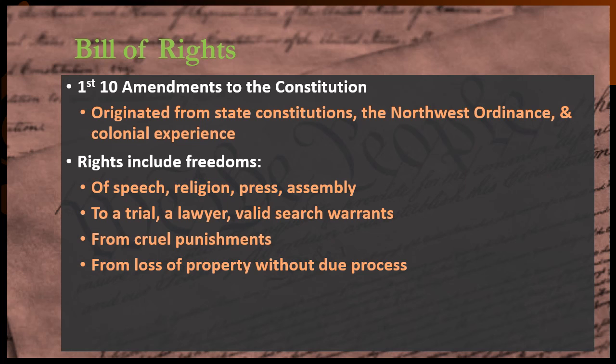You've got freedom of a trial by a jury of your peers, freedom to have a lawyer, freedom to have valid search warrants. So when the police come knocking on your door, they have gone through a process before they come to search your house. You have a freedom to not be cruelly punished. And you have a freedom to keep your property, or if it's going to be taken from you, there has to be a due process before it can be taken from you.